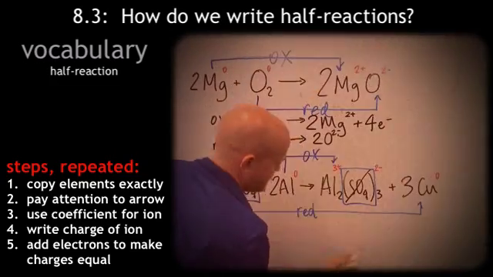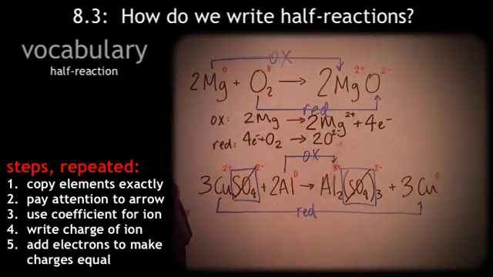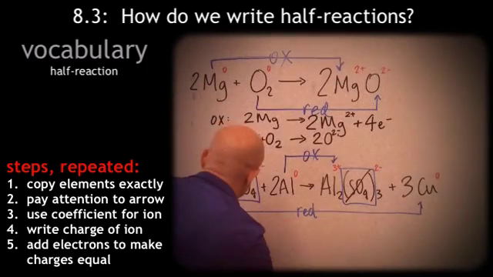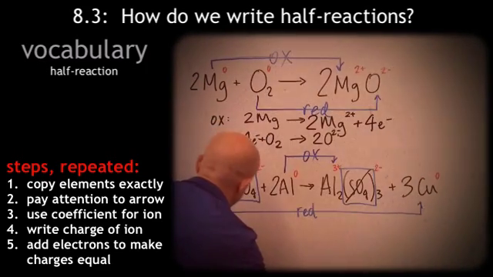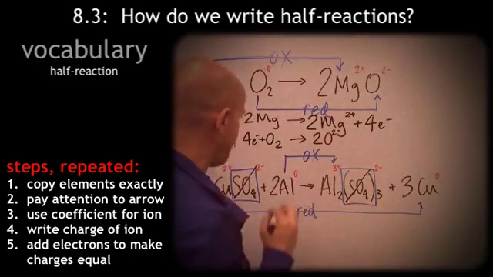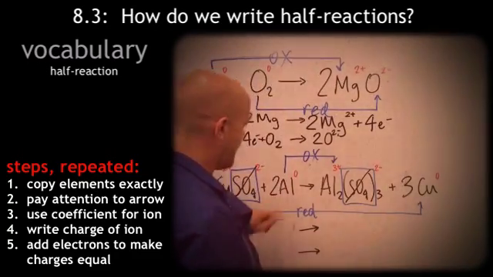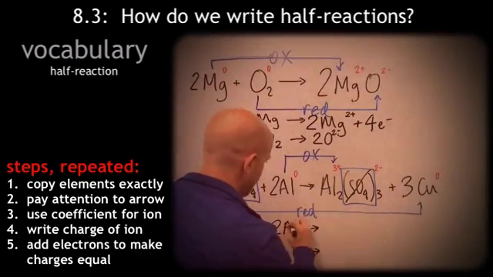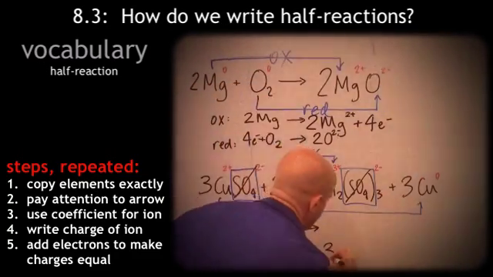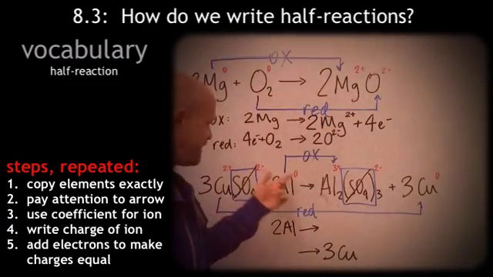All right, let's do the next one. Okay, oxidation half reaction. Reduction half reaction. Like I said before, we're going to copy the elements exactly as they're written on the correct side of the arrow. I have aluminum on the left. Over here I have copper. I don't need to write a charge because the charge is 0.